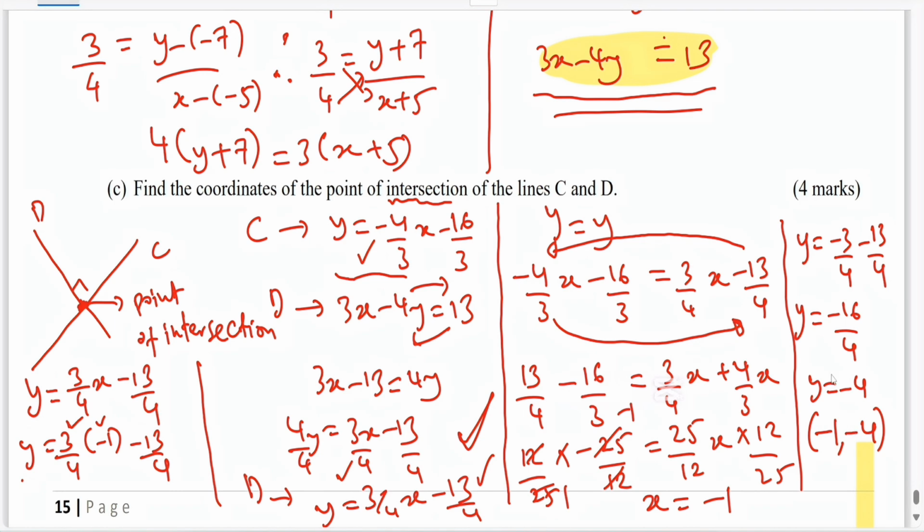Without further ado, that is our answer, -1, -4. So this is our answer.